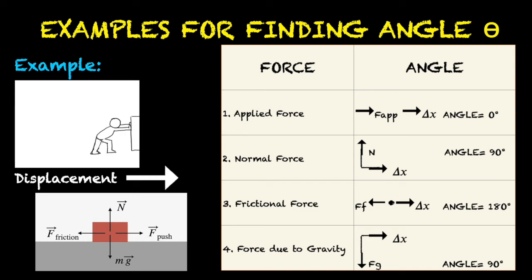And the last force to look at is the force of gravity. Gravity acts straight down and the displacement acts to the right. And the angle being created between these two is angle 90 degrees.